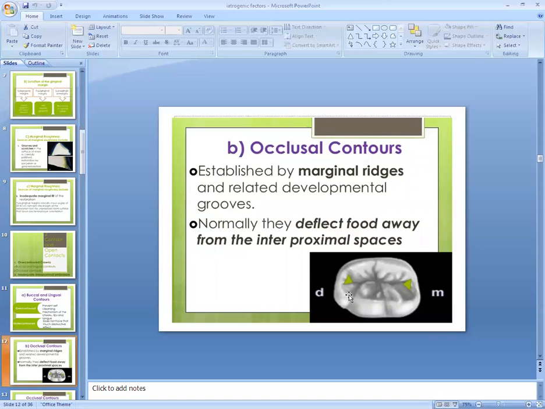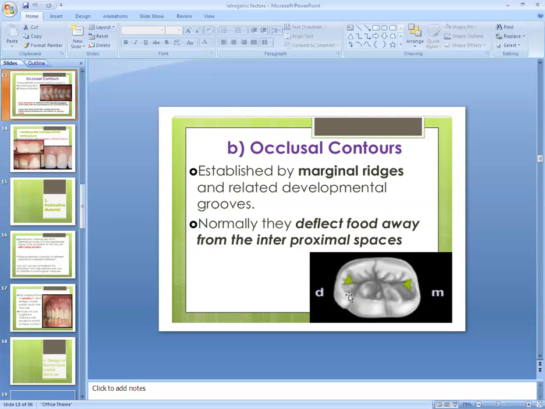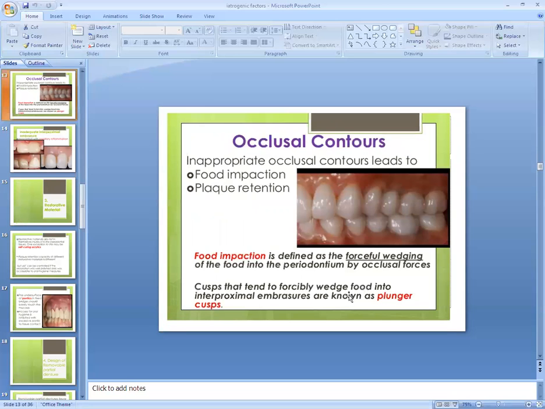Next one is the occlusal contours. Normally, occlusal contours are established by marginal ridges and related developmental grooves, so they deflect food away from the interdental spaces. When there are inappropriate occlusal contacts, this causes food impaction and plaque retention.